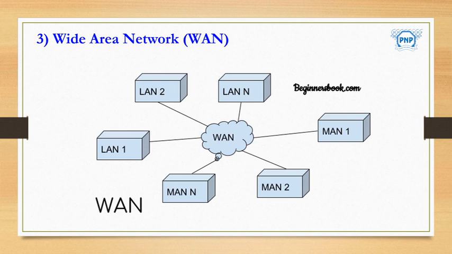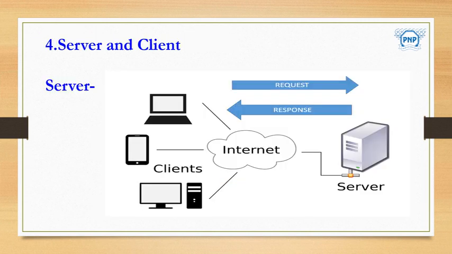Now let's understand our next point, which is server and client. A computer system on a network, you can see here these are the computer systems on a network, that provides a service to other computers. This is also a computer system which has higher level capacity, which provides a service to other computers through the internet, connected to the network. It is called a server.